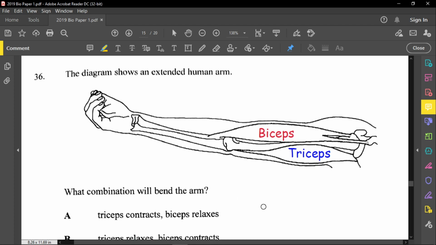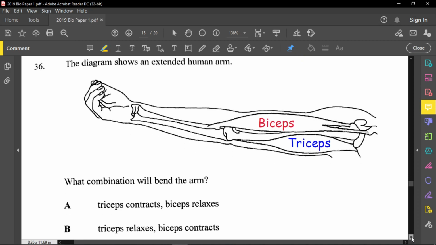Okay, and so he said, what combination will bend the arm? If you want the arm to bend, how are you going to do it? You're going to bring it upward towards your chest area, correct? So how do we do that? I want to look at the muscles carefully.